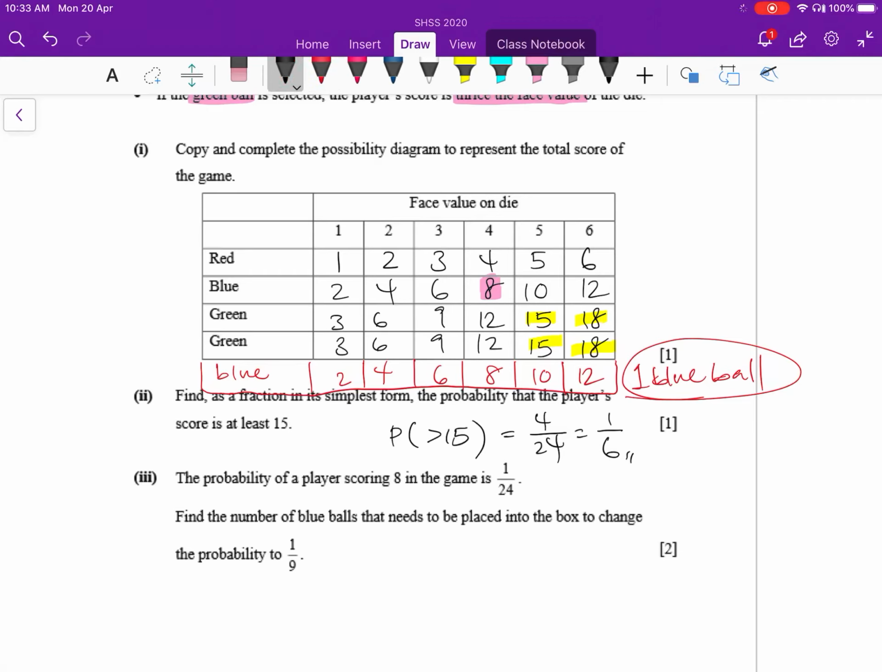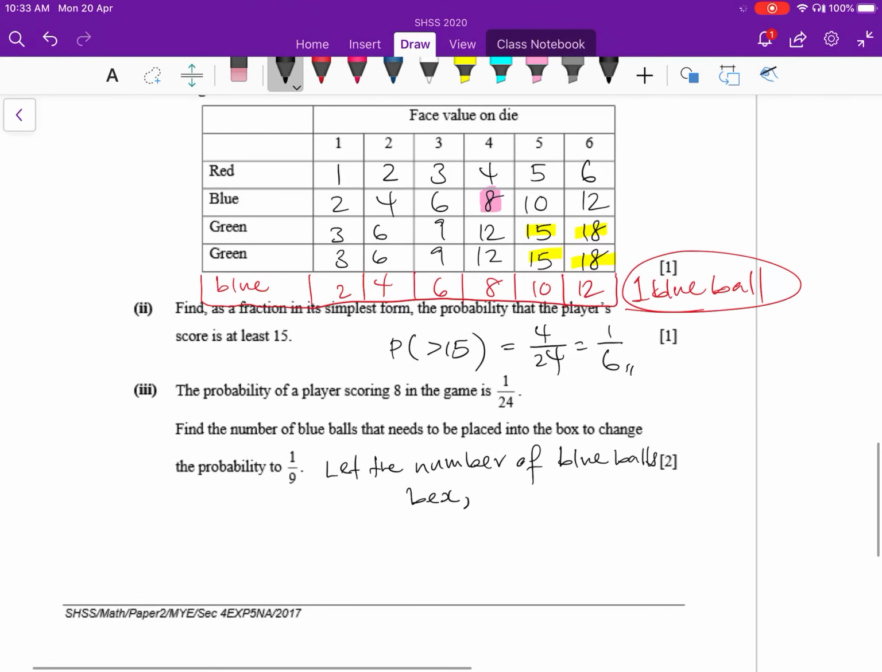So you see, if I let the number of blue balls be x. Okay, so initially it's 1 out of 24, right? The moment I add, if I let the number of blue balls be x, this will be x, because one blue ball only gives you one value of 8. However, it will add 6 total different possibilities. So instead of 24 plus x, it will be 24 plus 6x.